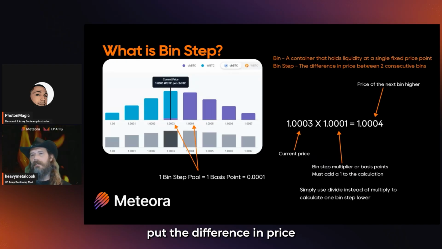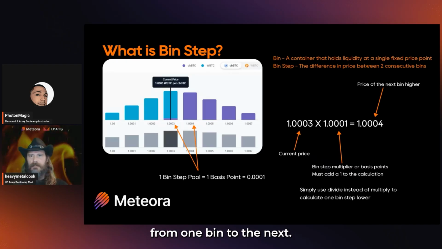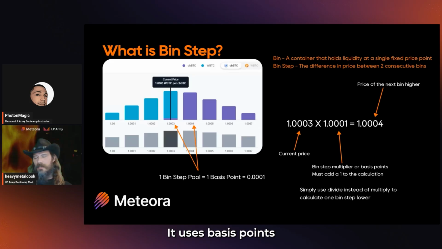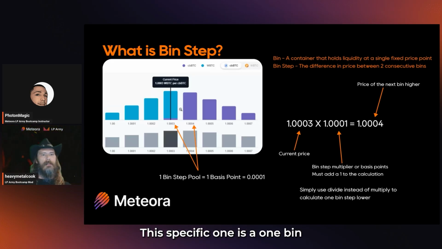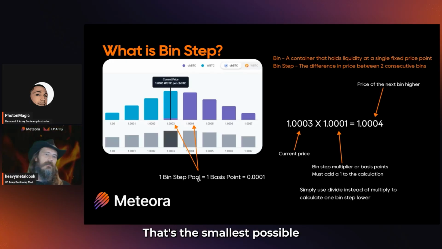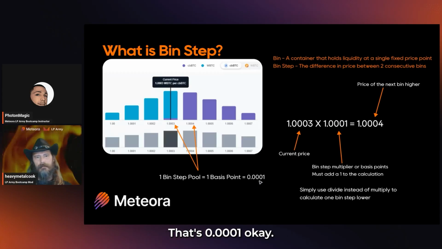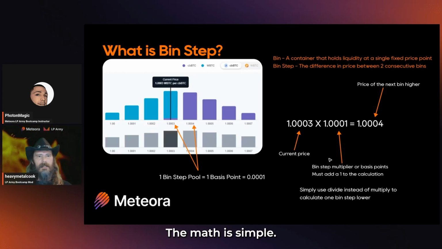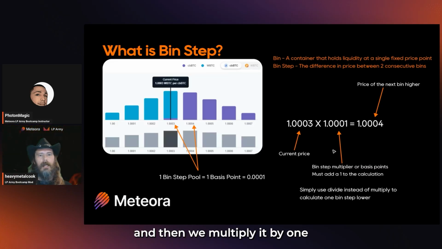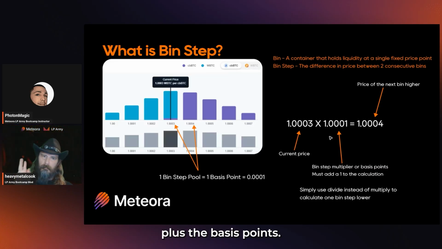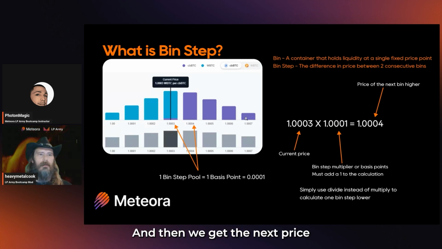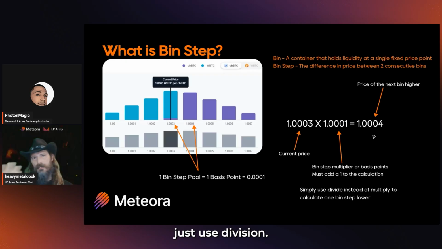Okay, so now we've got to talk about bin step. That is, simply put, the difference in price from one bin to the next. It uses basis points, and there are different bin steps possible. This specific one is a one bin step pool. It's the smallest possible. One bin step means one basis point. That's 0.0001. Okay, the math is simple. We take the current price and multiply it by 1 plus the basis points, so 1.0001, and then we get the next price, the next bin. If you want to go down, just use division.